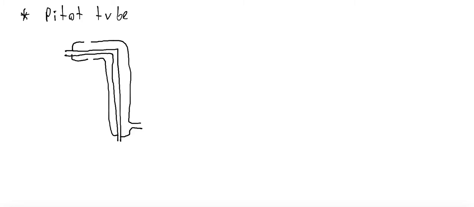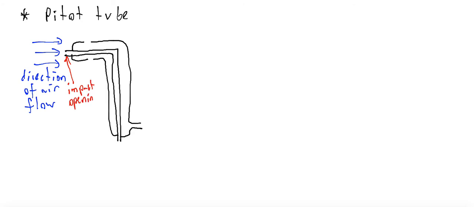Let's imagine this is usually installed at the front of the plane. So when a plane travels to the left, what happens with the air? The direction of airflow is to the right. And here we have a small part called the impact opening. So what happens inside this tube? I'm going to change color. Inside this tube we have the total pressure, the static pressure plus the pressure related to this impact. So in this red tube we have a total pressure of PT.